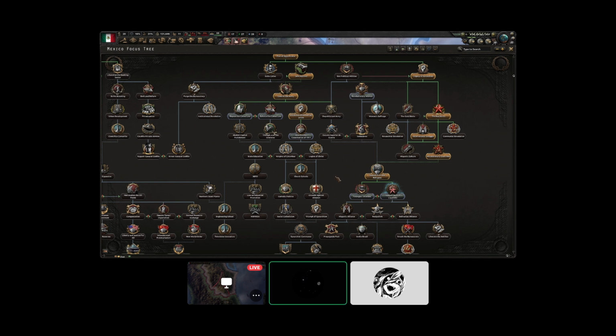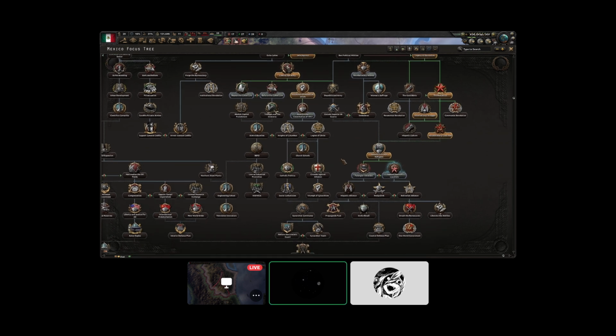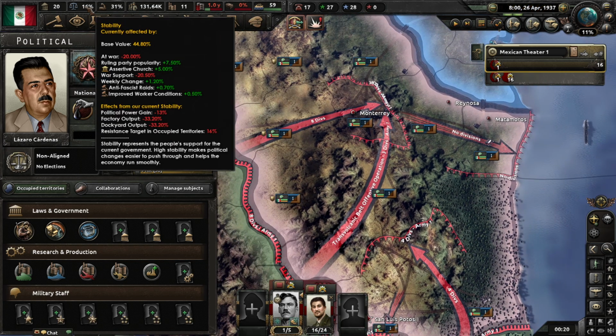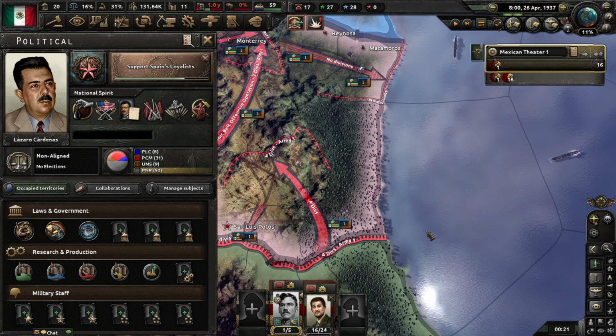You're keeping the Catholic Church on the back foot, but you're never completely crushing it. Besides early on, the stability penalties will hurt your political power gain, which will hurt your ability to build up your nation in various ways.